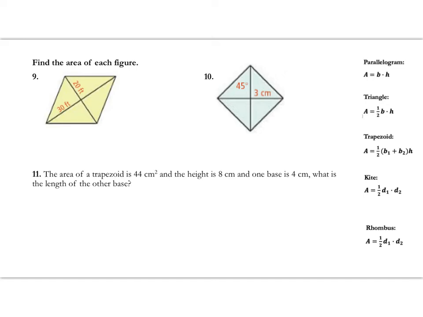In number 9, you have to think back to chapter 6 to figure out what kind of shape this is. This is actually a rhombus this time, but it has the same formula as a kite. So we're still doing 1/2 diagonal 1 times diagonal 2. But what I need you to be aware of is that the 20 they're giving you is only measuring that little piece of that diagonal.